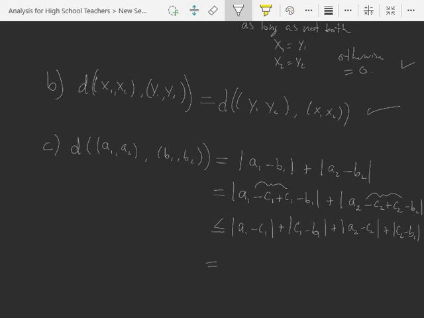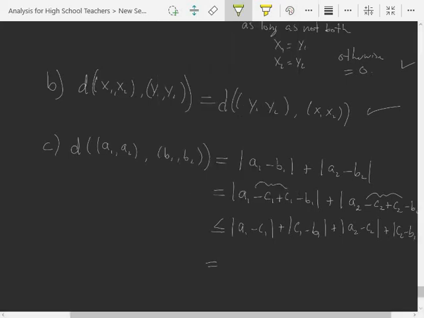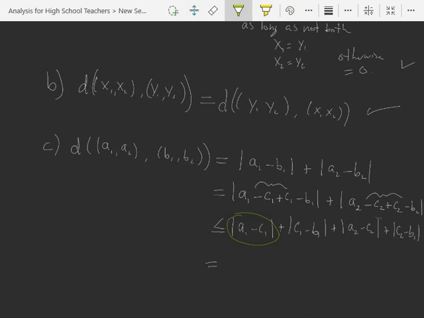And this now, if I take these guys together, that's the difference between A and C. Lots of parentheses. Plus the other stuff, the leftover stuff, is the distance from C to B. Okay. So our triangle inequality works out.